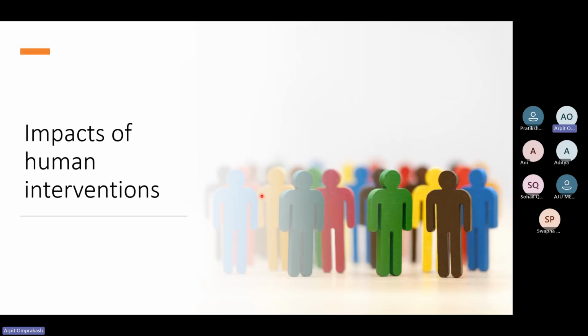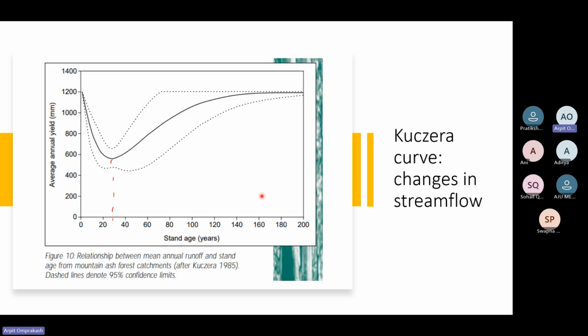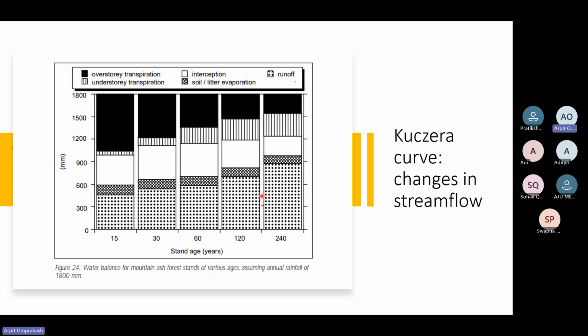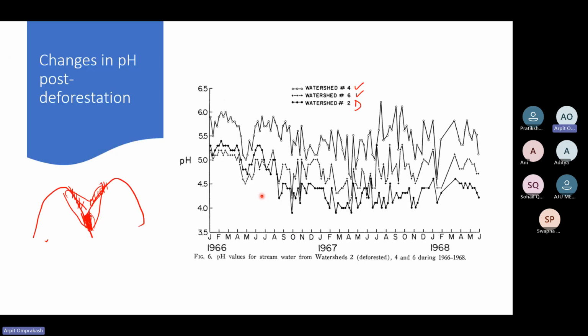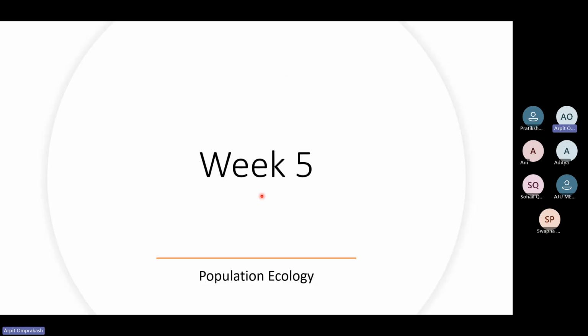Then we talked about how as humans we are intervening and what impacts we are creating. We can create a lot of different impacts. By deforestation, people have shown that it leads to changes in the stream flow. It leads to changes in the amount of transpiration, understory, soil litter or evaporation and runoff that is going on. So it affects the water cycle also. Post deforestation, there are changes in pH, changes in ion concentration in different places, right? So these are the effects that we are creating directly or indirectly because of deforestation.